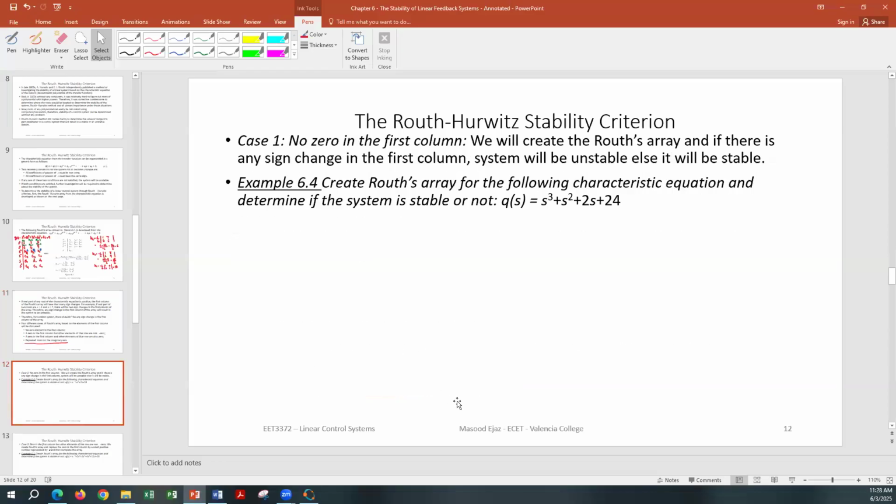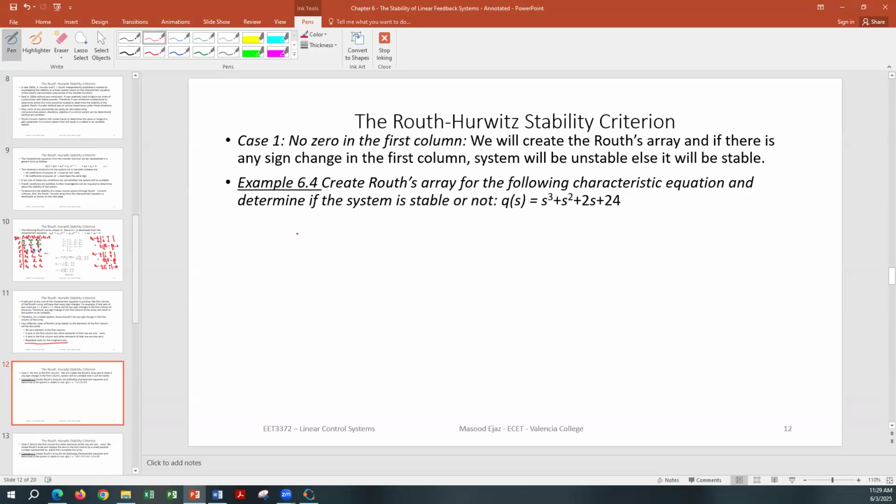All right, so let's look at that. No 0 in the first column: we will create the Routh-Hurwitz array, and if there is any sign change in the first column, the system will be unstable, or else it is going to be stable. All right, what is given to us? Create the Routh's array for the following characteristic equation and determine if the system is stable or unstable. And again, if you want to know if it is stable or unstable, just find the roots of this equation and see if all the roots are on the left side, right side, and you will know the stability.